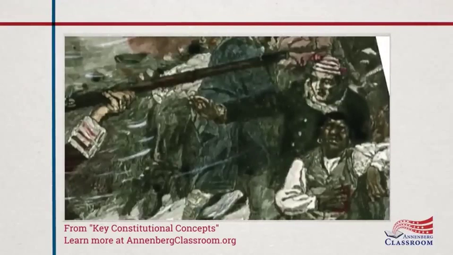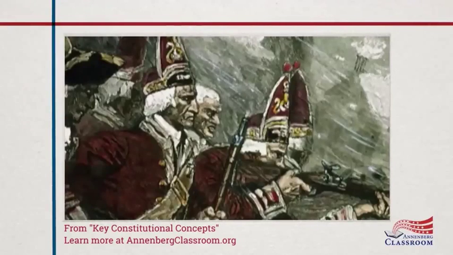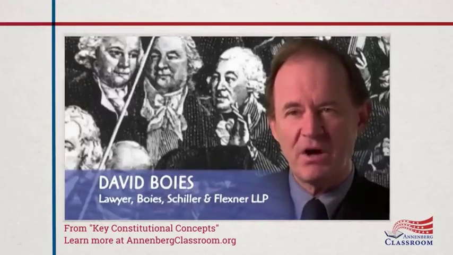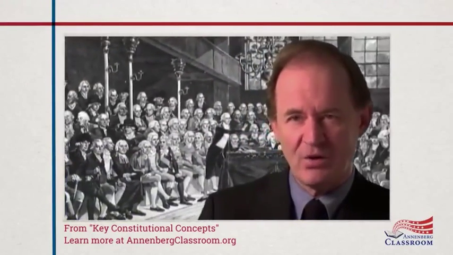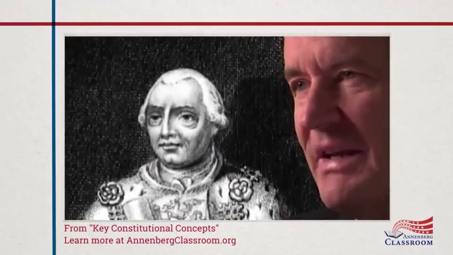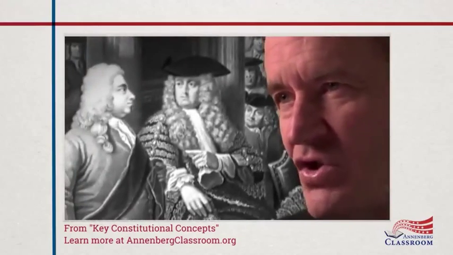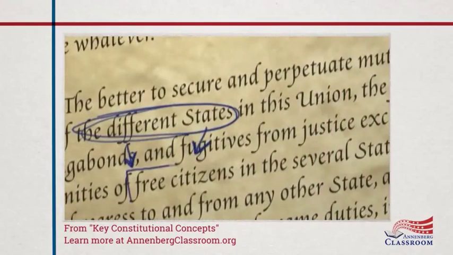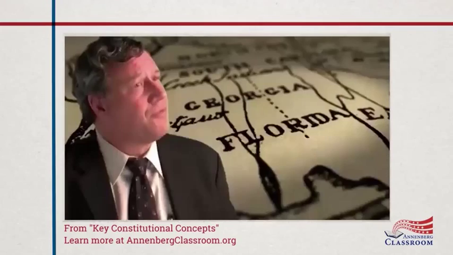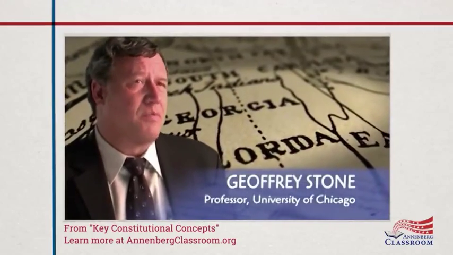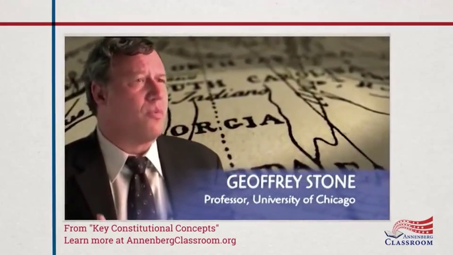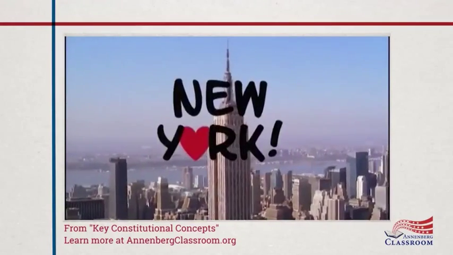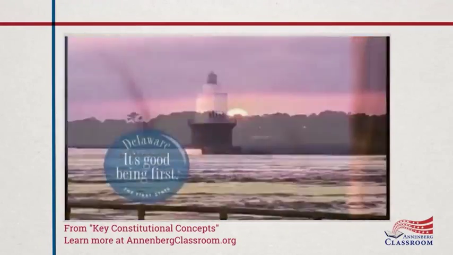Remember that the colonists were revolting against England. They were revolting against a monarchy, and they were revolting against a parliament that had total power. What they wanted to do was to prevent anybody or any group of people, any institution in this country from having that kind of power over their lives. You had groups of people who had existed for a fairly long time and identified themselves as Virginians or as people from Maryland or people from Massachusetts. North Carolina, where the wonders never cease. Delaware. It's good being first.